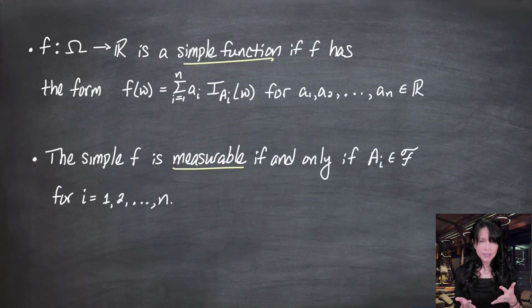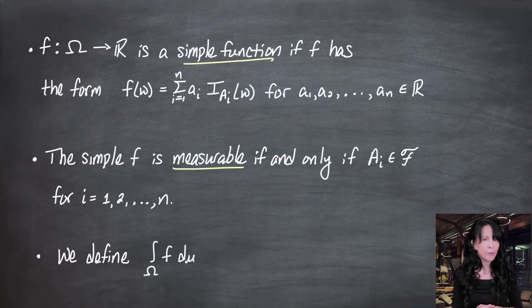So if we have a simple and measurable function, we define the integral over omega of f with respect to the measure mu. I'm going to write that this way, but you saw other ways to write this. We're going to define it as the sum as i goes from 1 to n of a_i times mu of the capital A_i. Let's draw a picture.